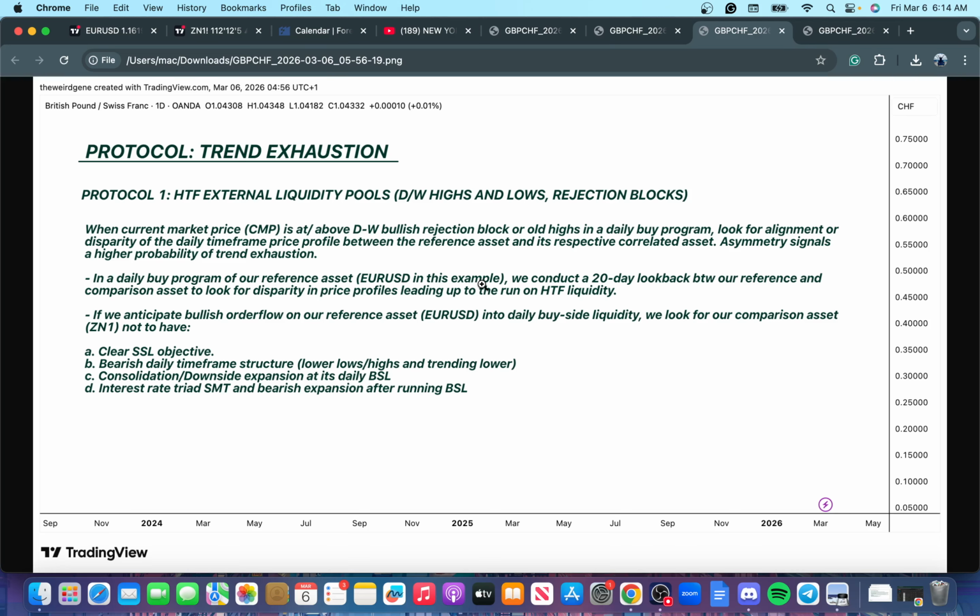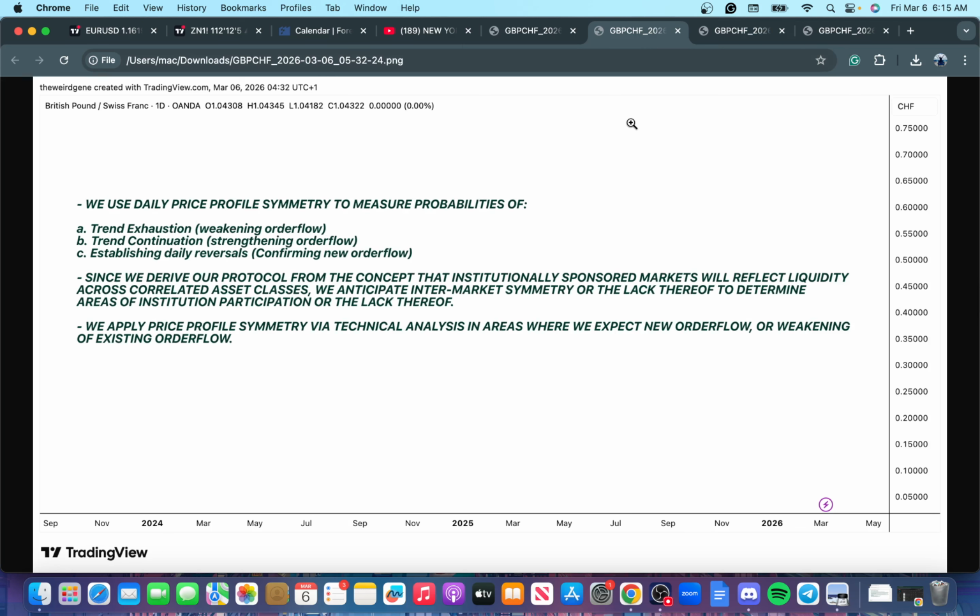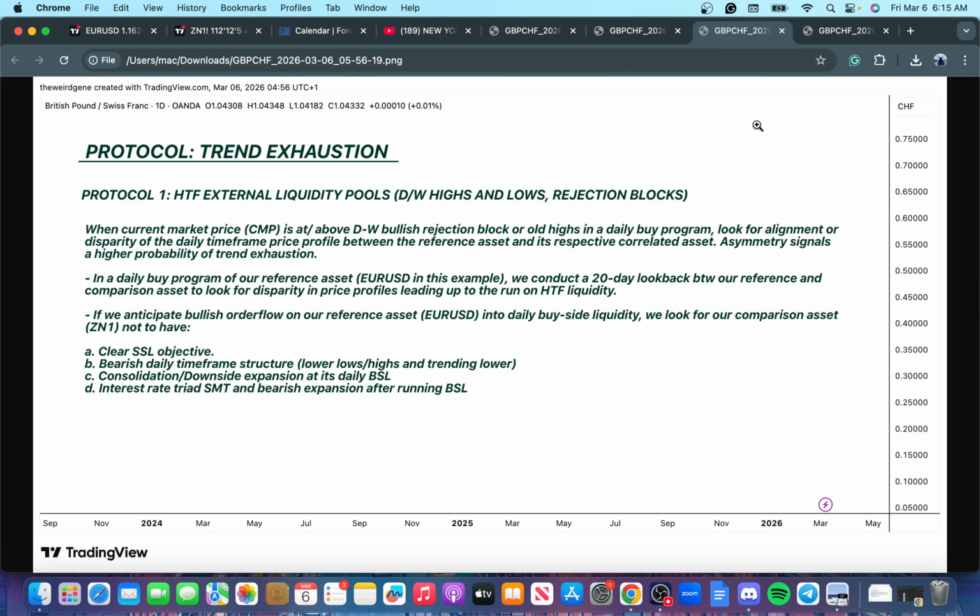But if, as we trade up into an external range liquidity pool, we see a lack of symmetry in terms of market profile or price delivery, then that creates an asymmetrical signal. Going back to our initial understanding of institutional order flow, when a market is institutionally sponsored, we tend to see that liquidity reflect across other correlated asset classes, which is where you get correlation. That's where the whole concept of correlation in price comes in. So when we start to see that asymmetry as we reach a liquidity pool.